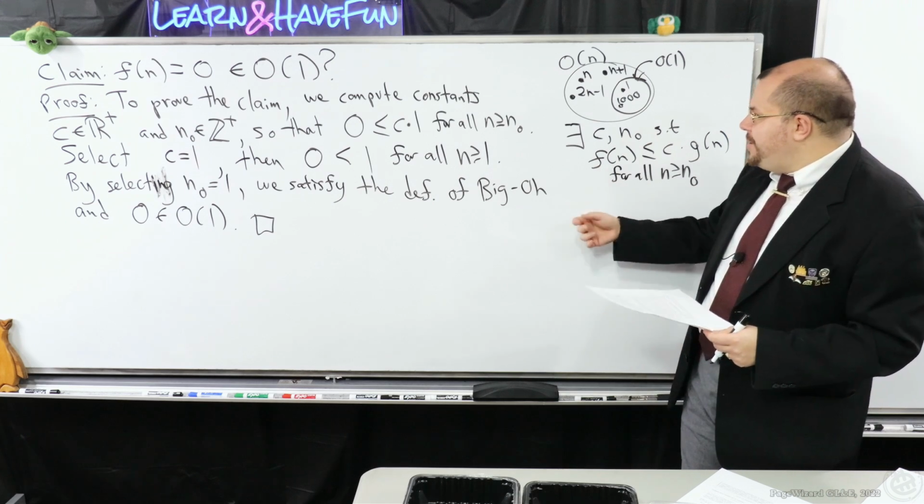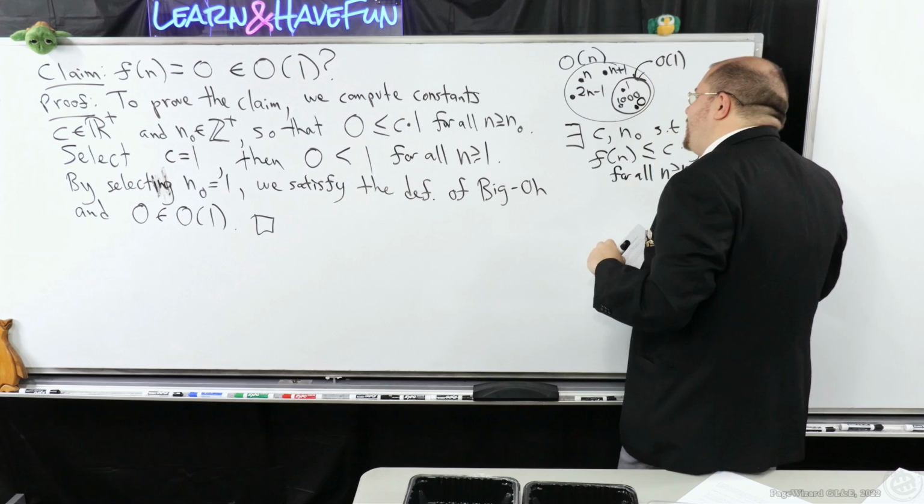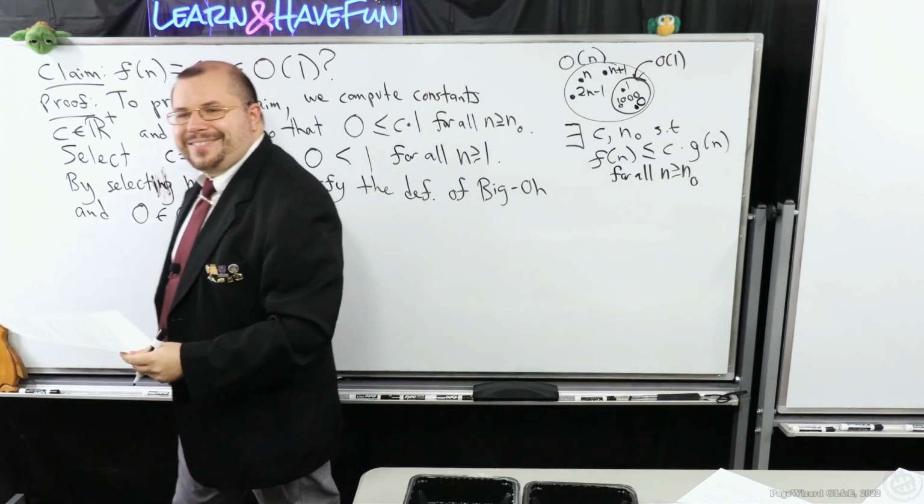But yeah, no, so now we know that 0 is in big O of 1. Pretty interesting stuff, right?